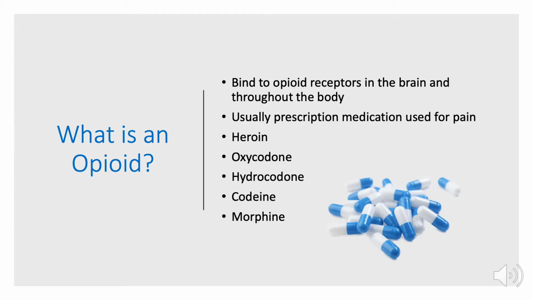What is an opioid? Many individuals may not be familiar with the term opioid. An opioid belongs to a class of drugs that is used to reduce pain. Some drugs found in this class include heroin, oxycodones, hydrocodones, codeine, and morphine. All of these drugs are extremely addictive because the medication binds to the opioid receptors in the brain and throughout the body.